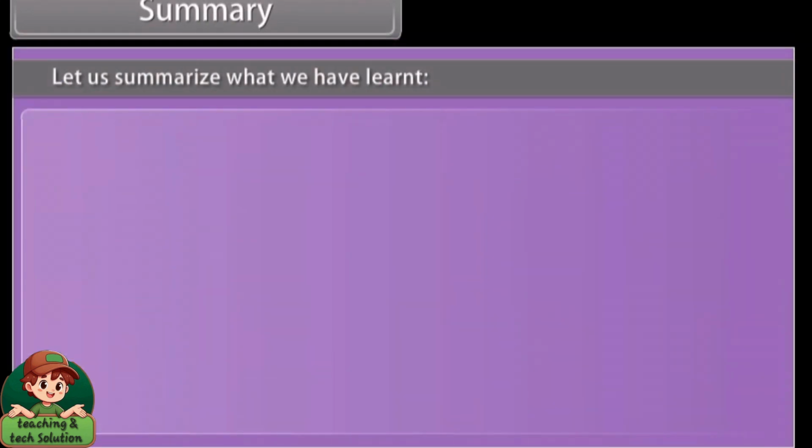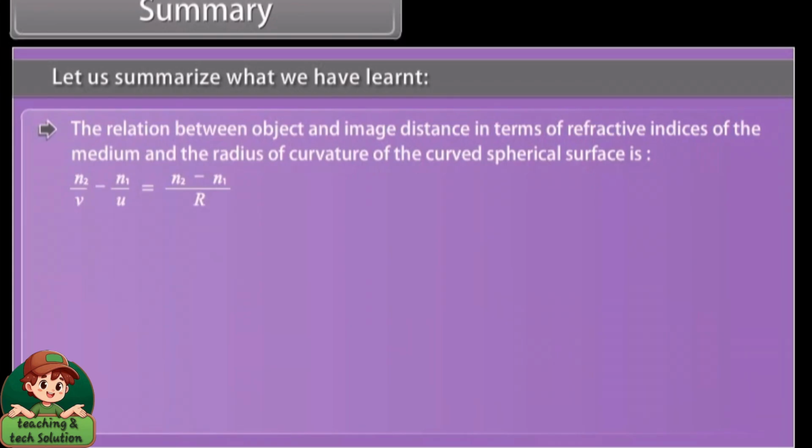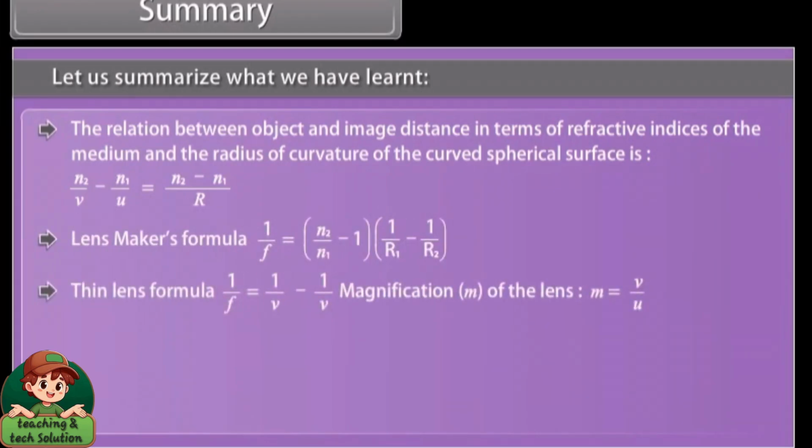Summary. Let us summarize what we have learned. The relation between object and image distance in terms of refractive indices of the medium and the radius of curvature of the curved spherical surface is n2 by v minus n1 by u is equal to (n2 minus n1) by r. Lensmaker's formula is this. Thin lens formula is this.